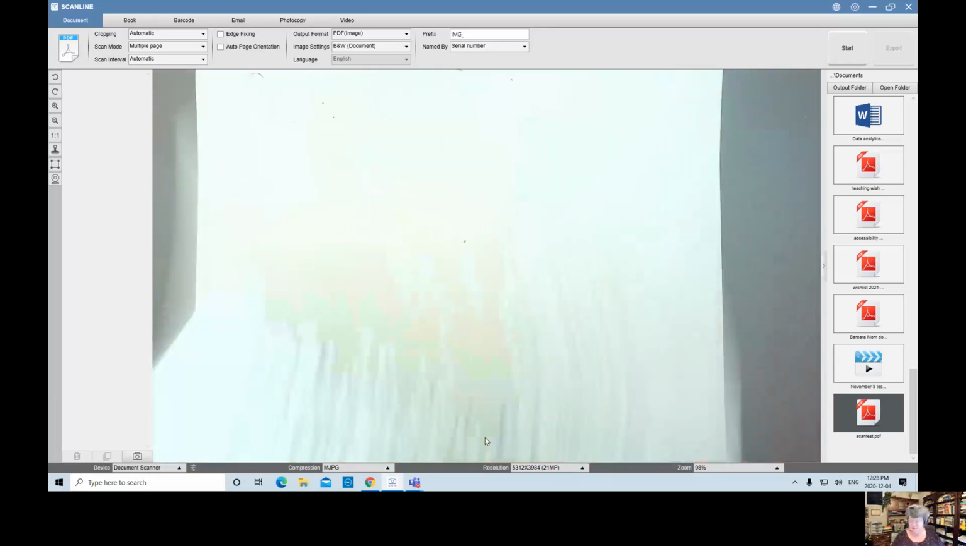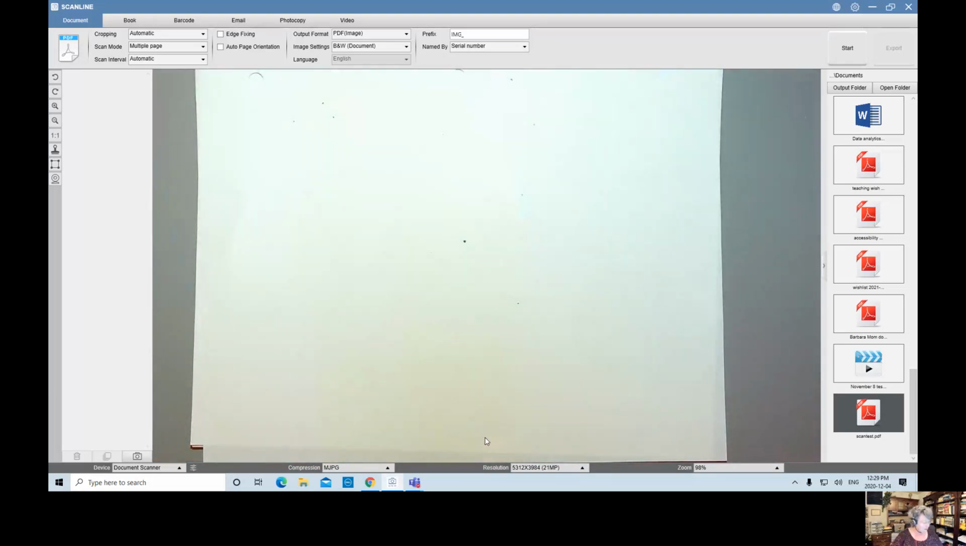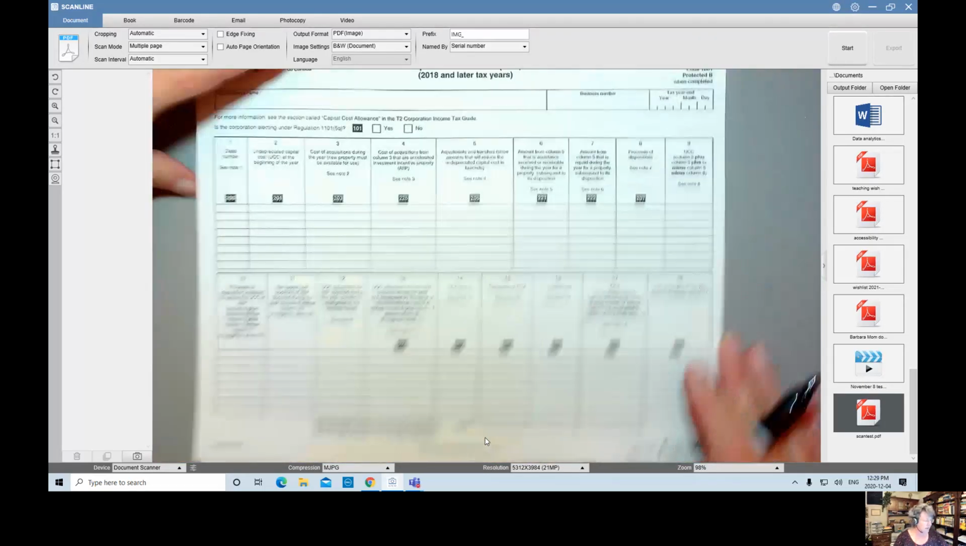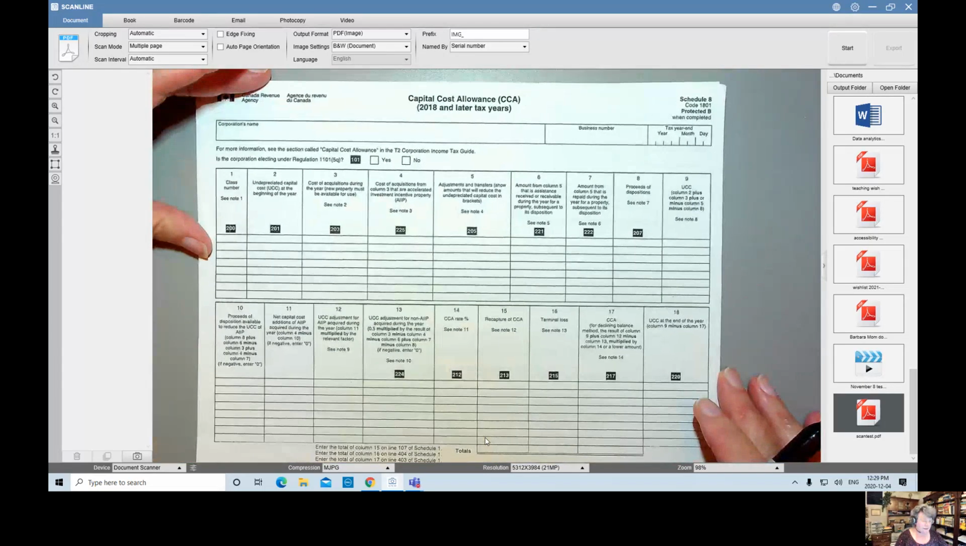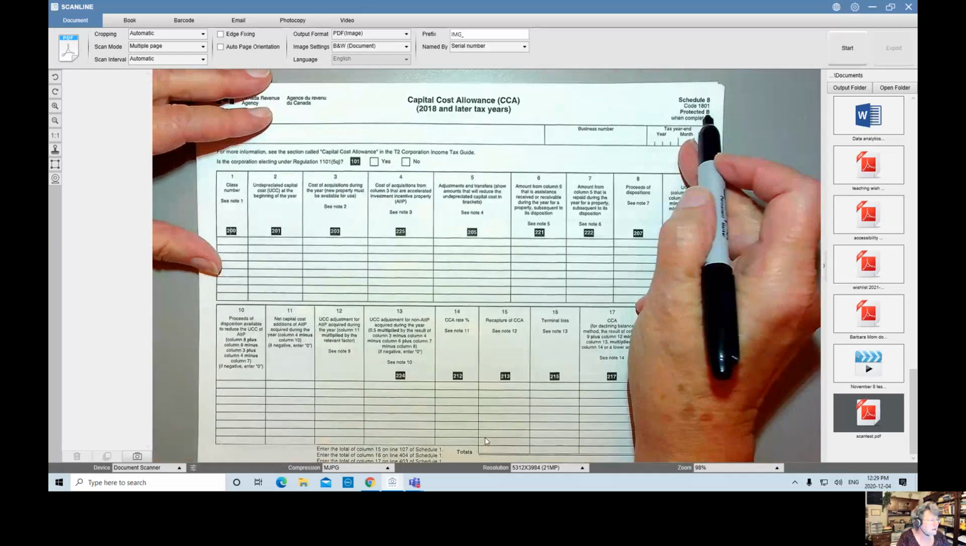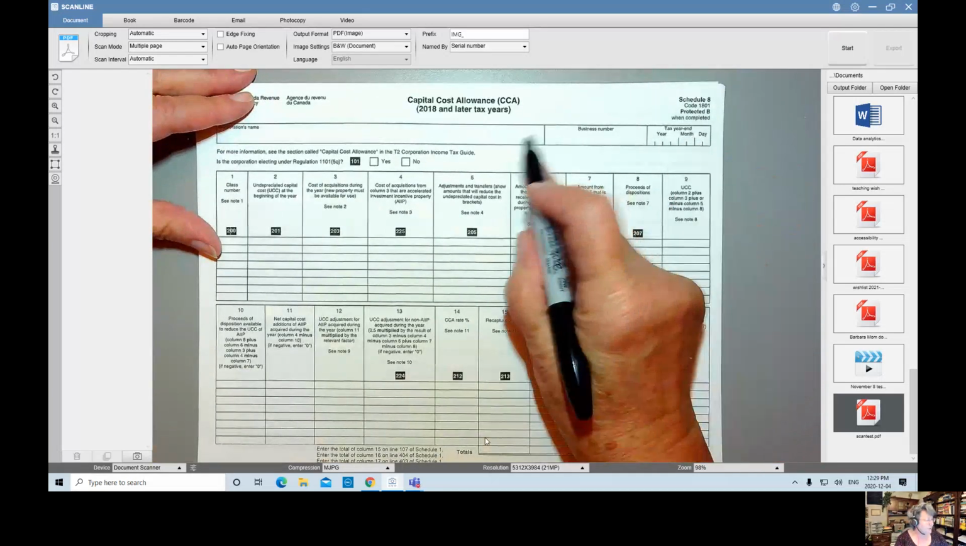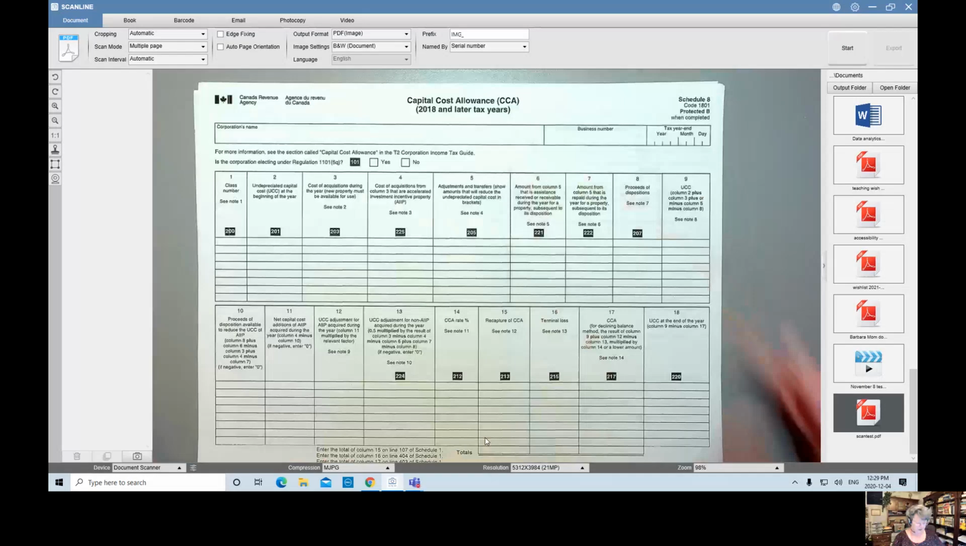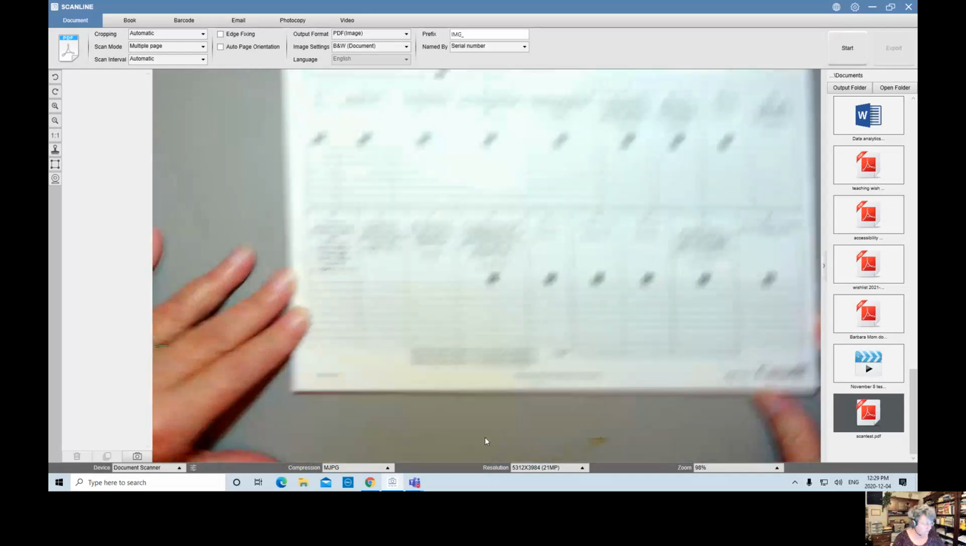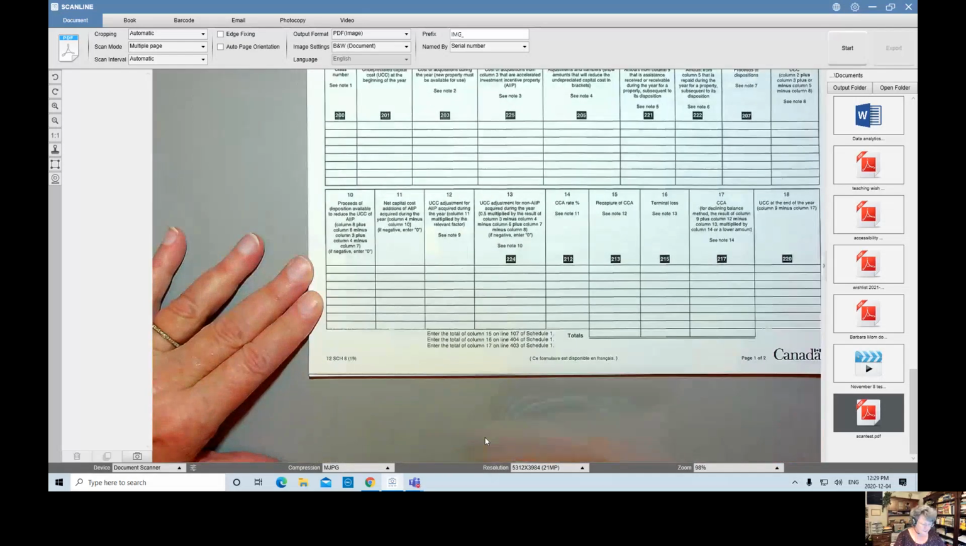Okay. Now, just in terms of helpful things, I thought I would note for you that you can go online, and if it helps, go and get Schedule 8 for the capital cost allowance. This is for our current rules. You can see it's a T2, Schedule 8, right? So this might be helpful to you.